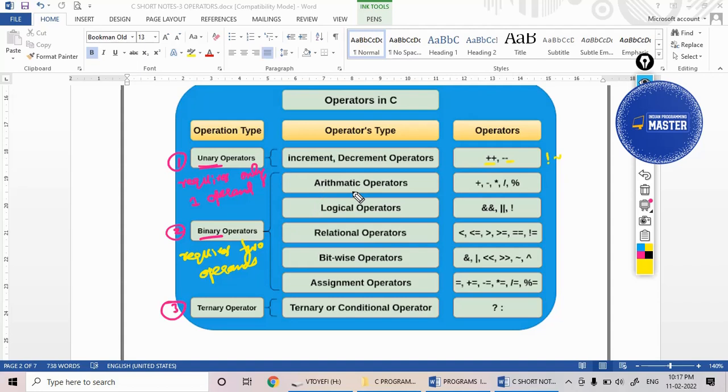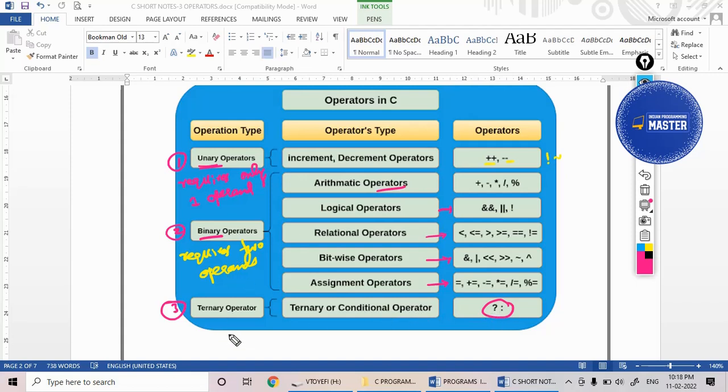Next, what are the examples of binary operators? Arithmetic operators, with the symbols plus, minus, asterisk, forward slash, and percentage modulus operator. Then logical operators, relational operators, bitwise operators, and assignment operators. Assignment operators are also known as shorthand operators. The third one is the ternary or conditional operator, the question mark and colon symbols.